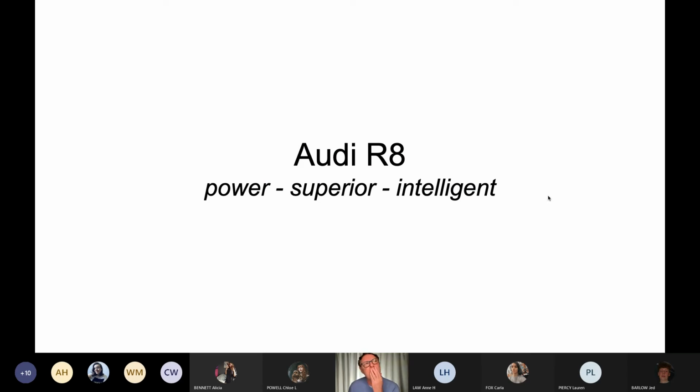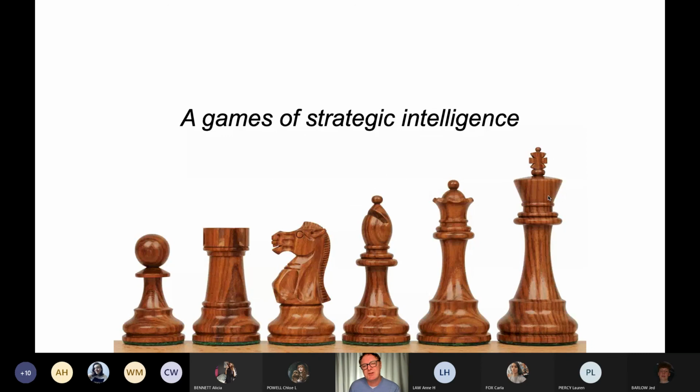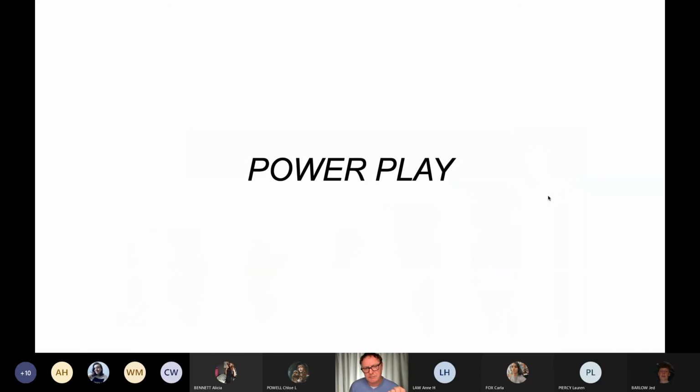In many ways, those are the same kind of ways of describing, say, a game of strategic intelligence like chess. And indeed, it shares some of the same terms like power play, which is a chess move, or a particular style of playing chess in a very aggressive, but leading the field method of gameplay.